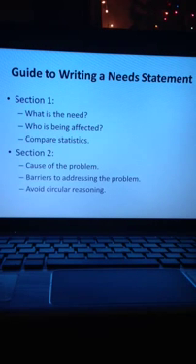It is advised to avoid circular reasoning, which is when you claim that the problem is the lack of your service that you are hoping to provide, when in actuality the problem is the deeper need for something rather than the lack of a program or service that you're wanting to provide.